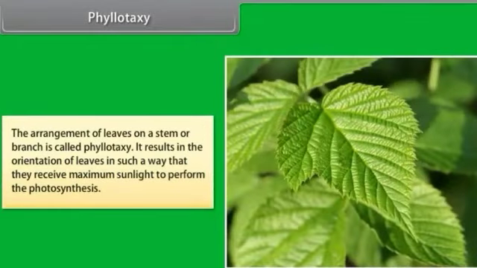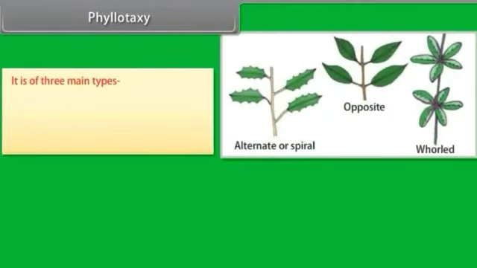The arrangement of leaves on the stem is known as phyllotaxy. Generally this is arranged in a design so that every leaf gets the maximum amount of sunlight. Now coming to phyllotaxy, there are three important types. First one is the alternate arrangement or the spiral arrangement. Next is the opposite and next is the whorled.